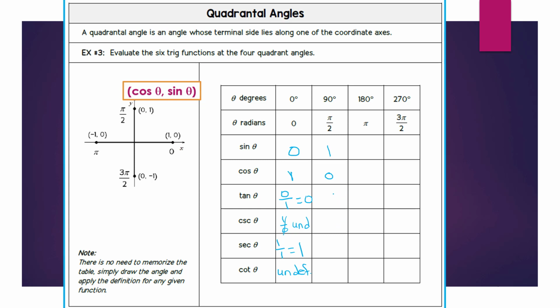For this one, tangent, still sine over cosine. That would give me 1 over 0, so that's undefined. Okay, cosecant is the reciprocal of sine, so we're going to get 1. Secant is the reciprocal of cosine, and so we get undefined.